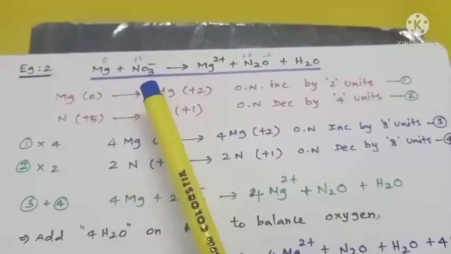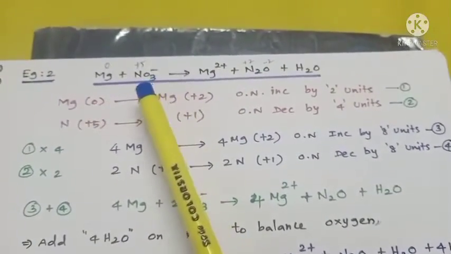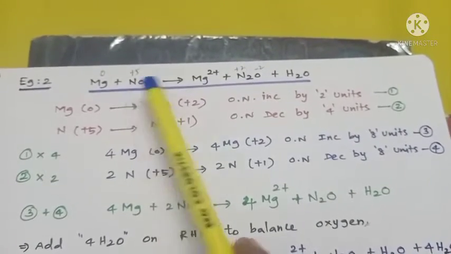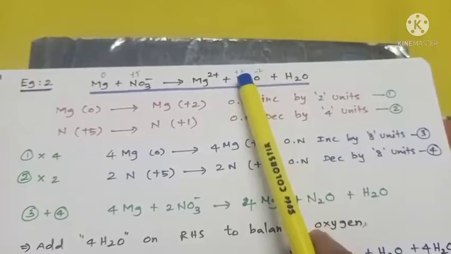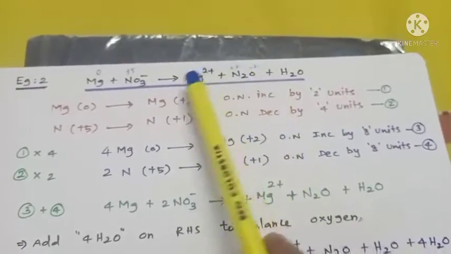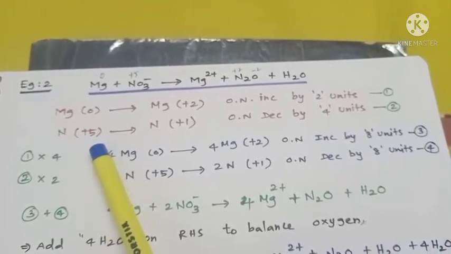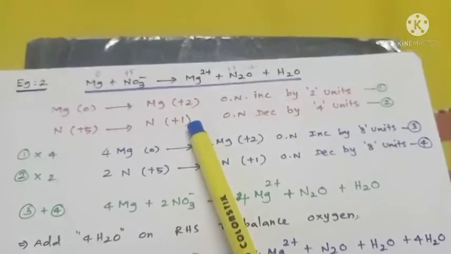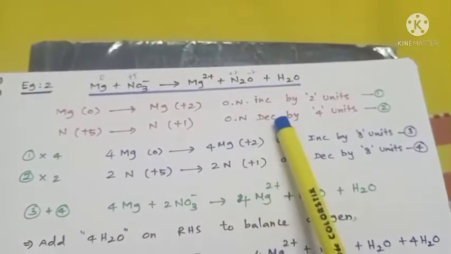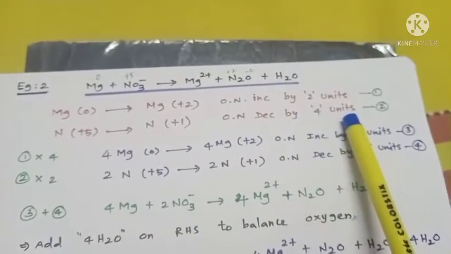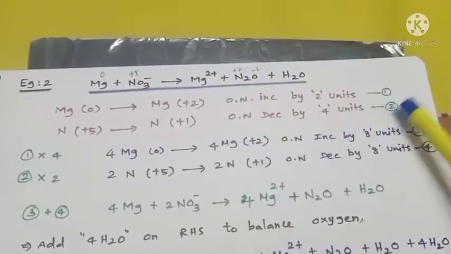Similarly, nitrogen. Left side, in the nitrate ion, the oxidation number of nitrogen is plus 5. Right side, in N2O, it is plus 1. I have written how that comes; I think you can follow that. The oxidation number of nitrogen changes from plus 5 to plus 1, so there is a decrease in oxidation number. How many units? 5 minus 1, 4 units. The oxidation number decreases by 4 units. This is equation number 2.